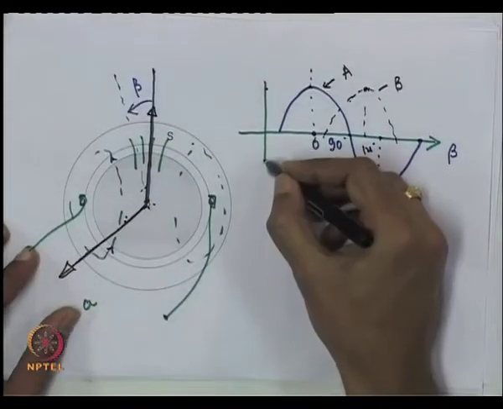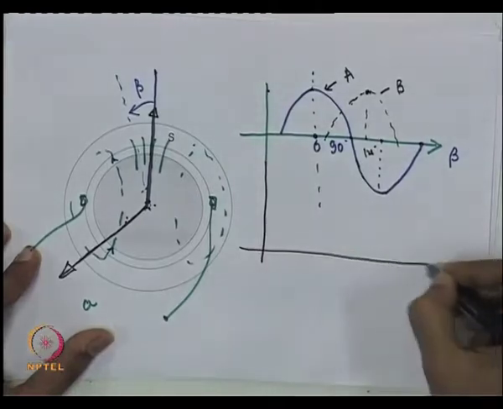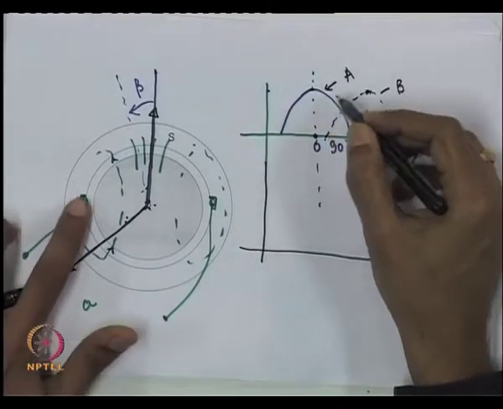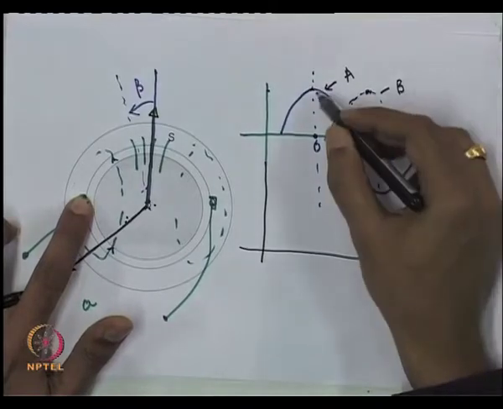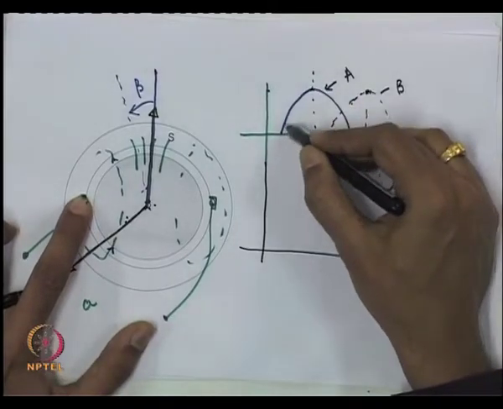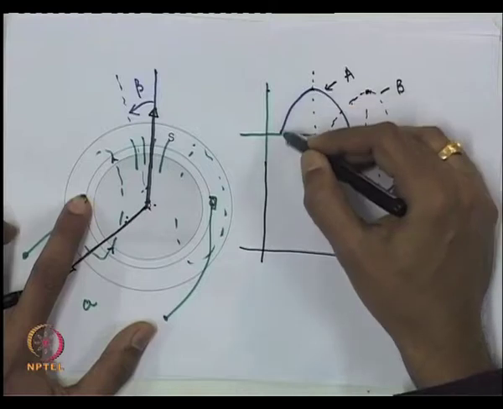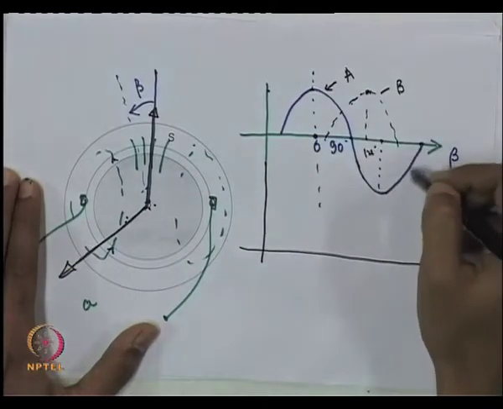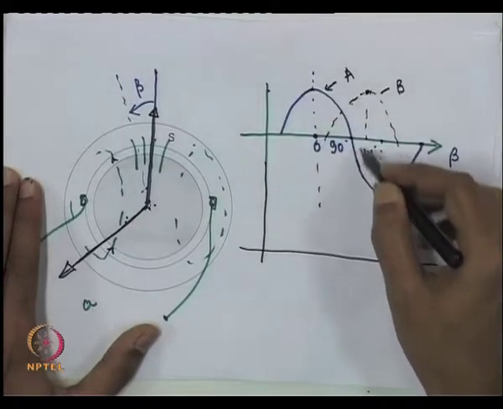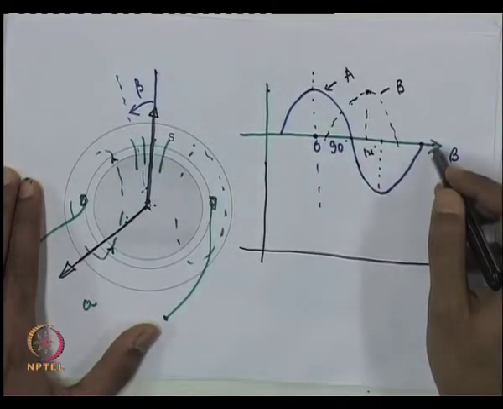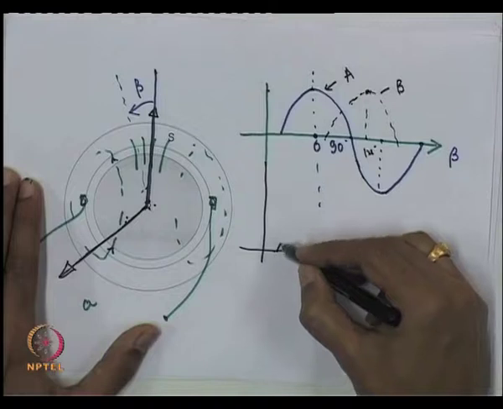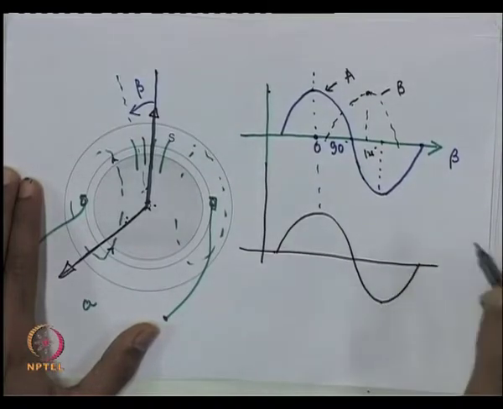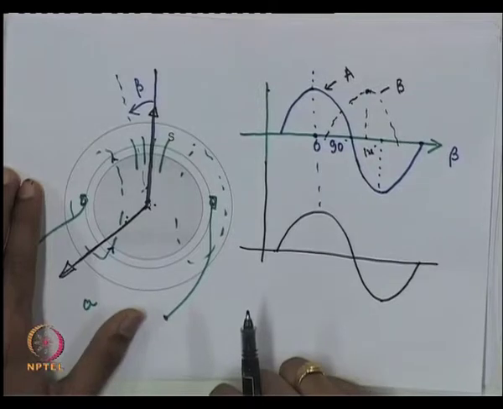So, the flux will, for all practical purposes, if there is a current flowing only in the A winding, simply be a scaled replica of the current waveform, similar to this blue waveform which I have drawn here. So, the flux also will be something like this in the air gap.